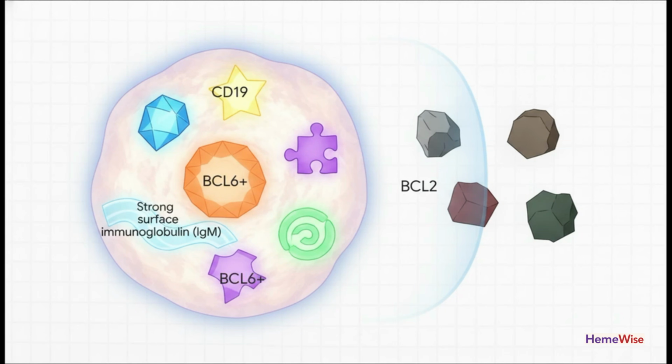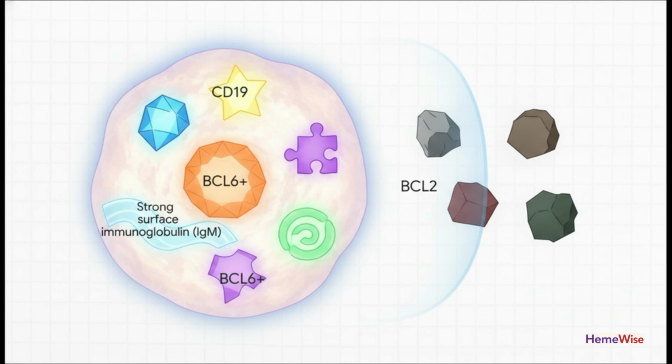Now, Burkitt arises from germinal center B cells, so it essentially mimics dark zone central blasts. You're going to see strong expression of mature B cell markers, CD19, CD20, CD22, CD79A, and PAX5. Crucially, you need those germinal center markers. It should be strong CD10 positive and BCL6 positive.